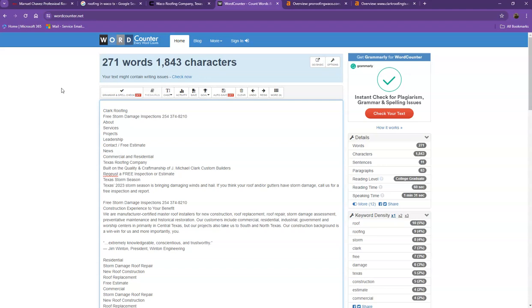So if you add more words into your homepage, the more chances of your website being considered by Google as a much more trustworthy website. So let's move on to the numbers.